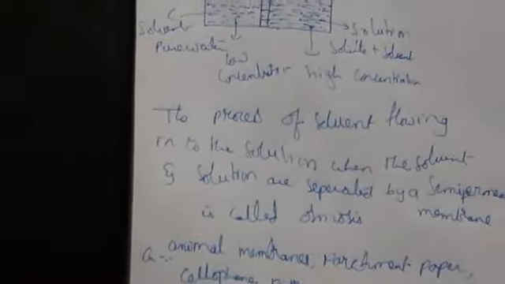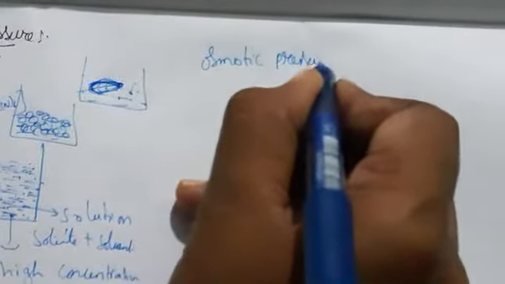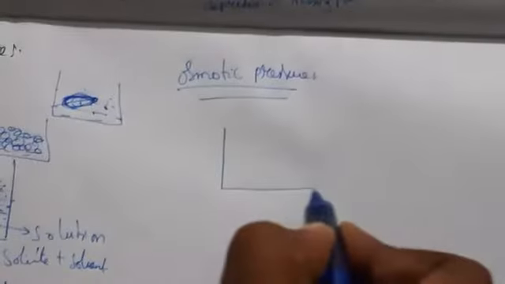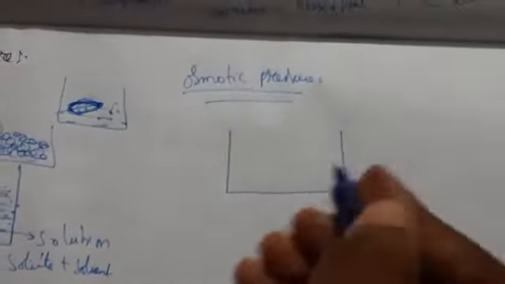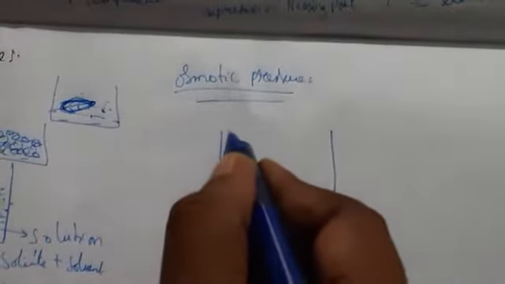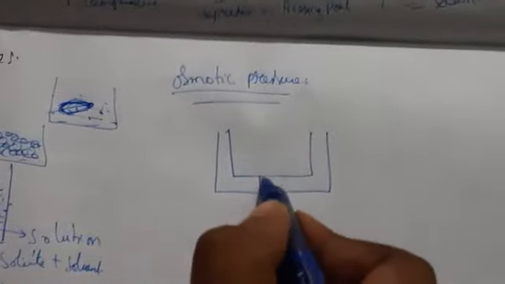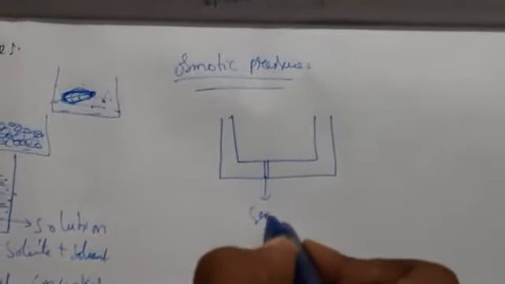So then what is osmotic pressure? Let us see. Generally, I have taken a tube, and in the middle, this is a semi-permeable membrane.